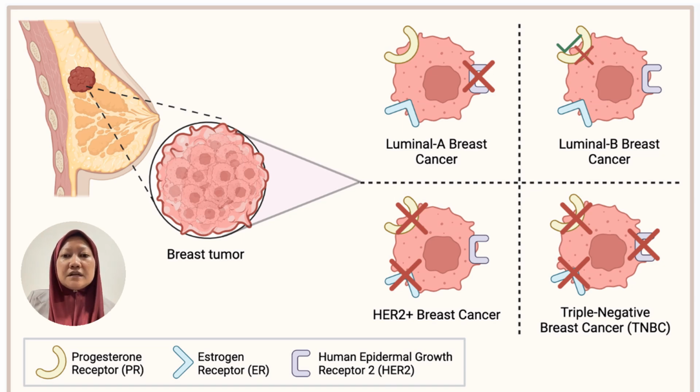For example, as you can see in luminal A breast cancer on your right-hand side, it's typically characterized by being ER positive, PR positive, with no overexpression of the HER2 receptor. This subtype tends to have a better prognosis because it responds well to hormone therapies. Understanding these subtypes is crucial as it helps guide treatment decisions, ensuring that each patient receives the most appropriate and effective therapy for their cancer treatment.